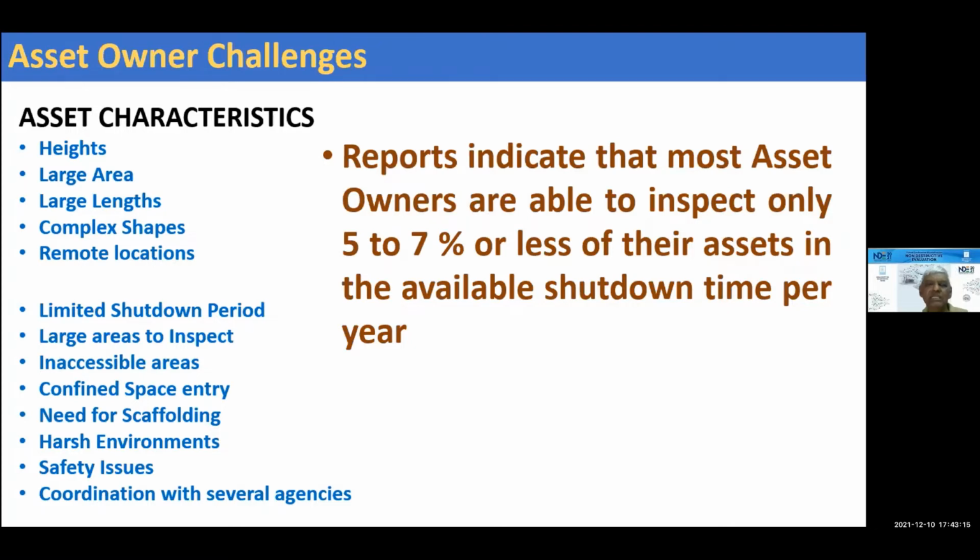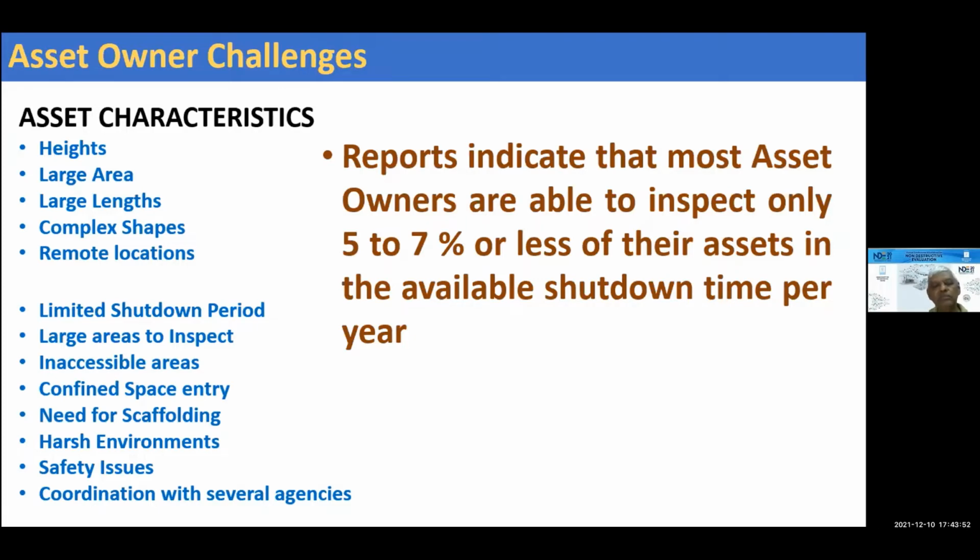So if you look at the asset characteristics, they are very widely varying. An aircraft engine is reasonably a small asset when you compare it to a refinery, but it's very powerful and also very tightly packed. So it has its own challenges. So we talk about the heights of the asset, the large area of the asset, large lengths like in pipelines, and things like that, complex shapes like in the case of wind turbine blades and many other things. And of course, remote locations. Assets can be anywhere around the globe, in the desert area, offshore. If we talk about offshore wind turbines or offshore oil rigs, they are in a very remote location.